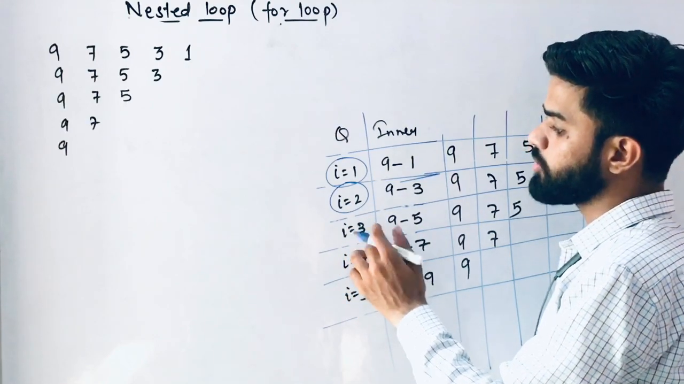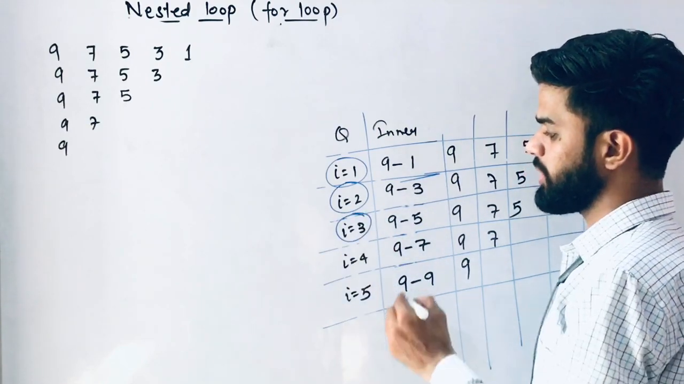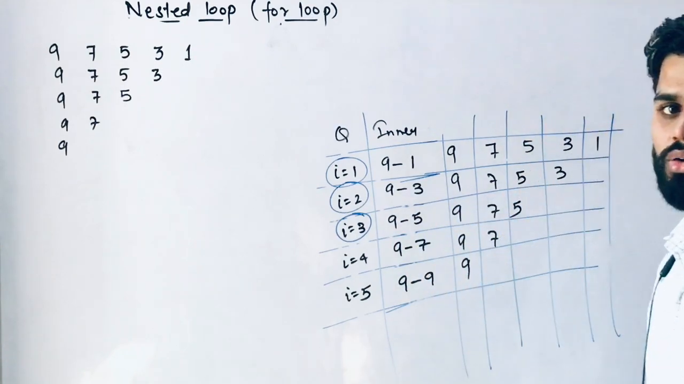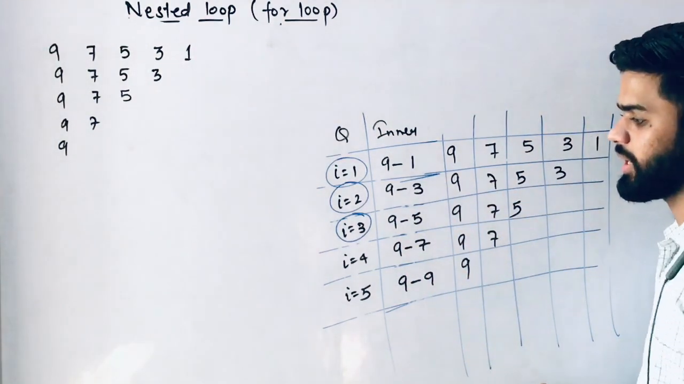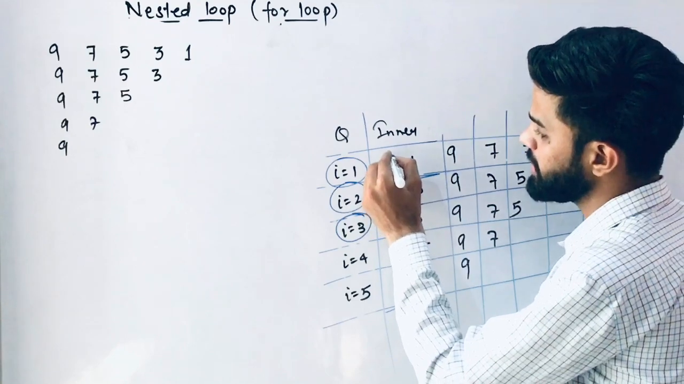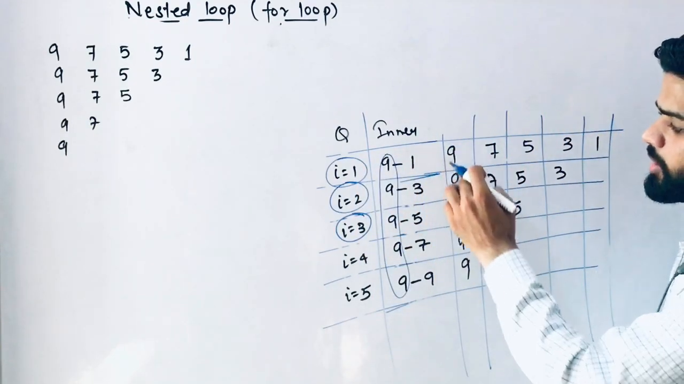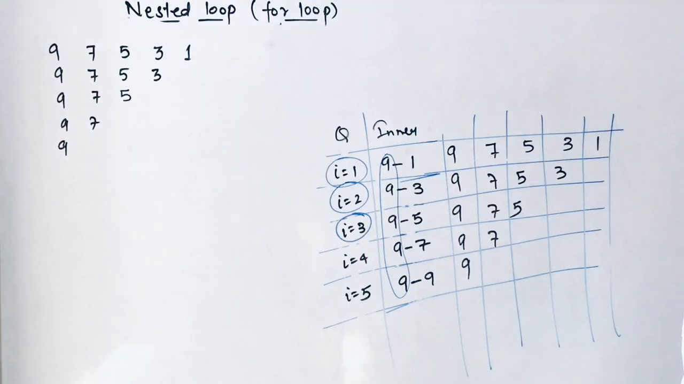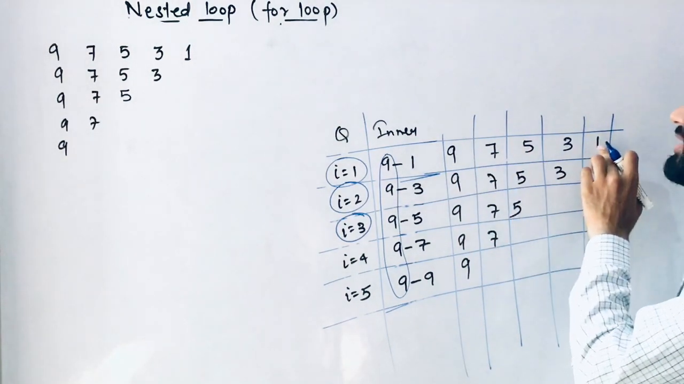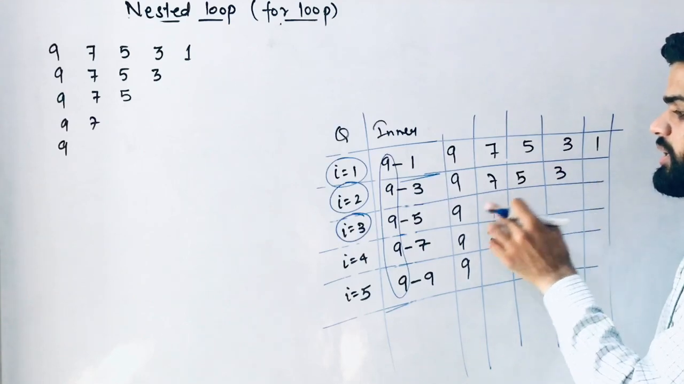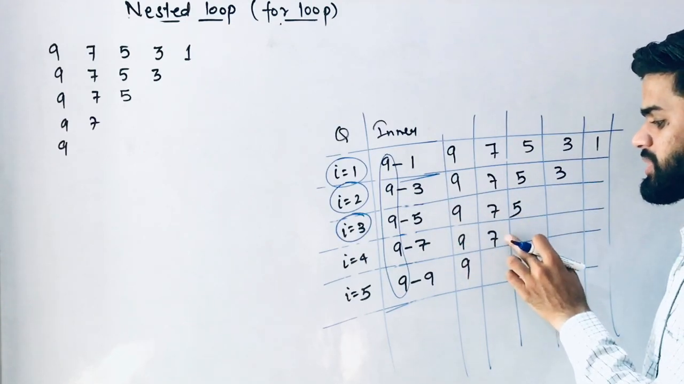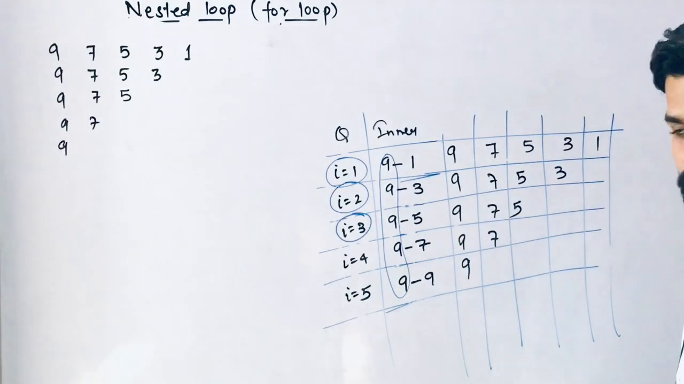When the outer loop runs the third time, the inner loop runs 9 to 5, then 9 to 7, and then 9 to 9. So what we see is that the beginnings are always constant, and our pattern always starts from 9, but the first time it ends with 1, the second time 3, the third time 5, the fourth time 7, and in the last 9.